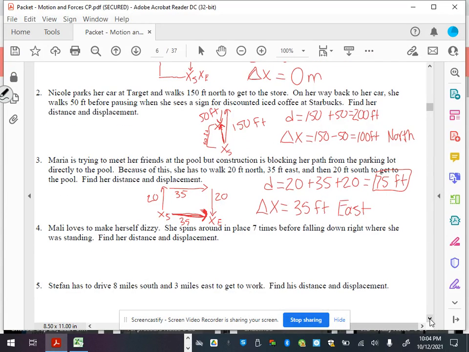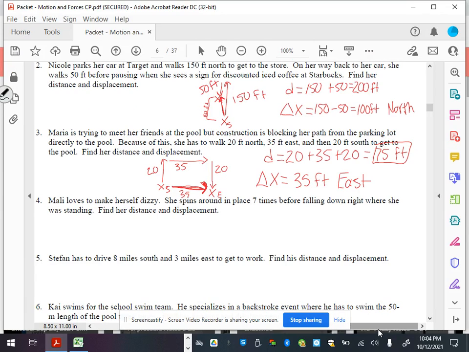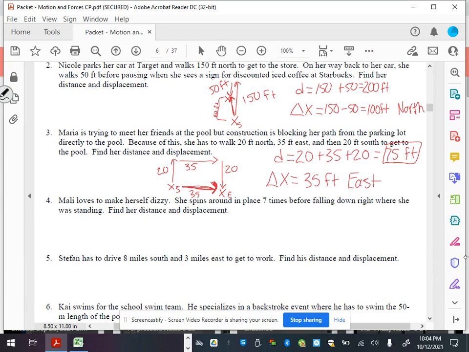All right, so we've got 2 problems left for today. Number 4 says, Mally loves to make herself dizzy. She spins around in place 7 times before falling down right where she was standing. Find her distance and displacement. Okay, so this one's a little bit of a tricky one too. Let's have an XS for my starting spot.